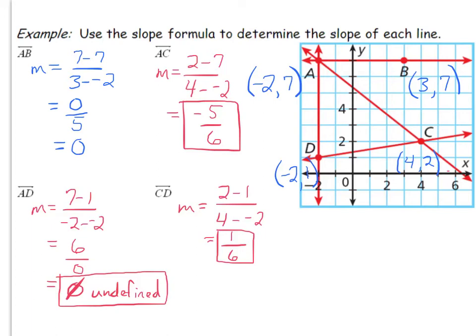AD, hopefully you saw that when you found the slope for AD, you ended up getting 6 divided by 0, and you can't divide by 0, so we call it an undefined slope. And when you're looking at AD, keep this in mind, it is indeed a vertical line, and its slope was undefined. Next, CD, when you find the slope for CD, I ended up getting 1/6 for my slope, and it makes sense because it's a slowly, gradually positive slope to that line.